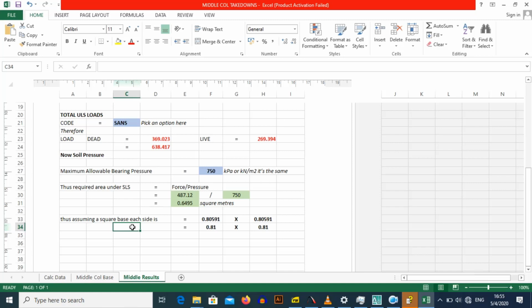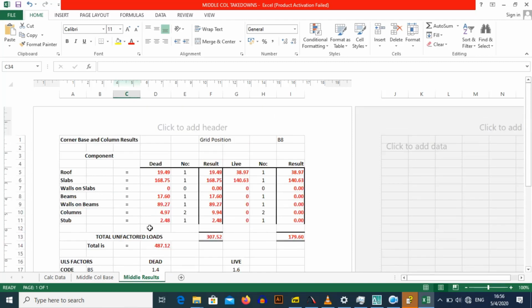So yes, once you've done this, you've essentially done the preliminary bases and the load takedowns, and now you have an idea of what is happening and what you need to design. These are the calculations we are going to be using to design our foundations and to design our columns. So this is very important.